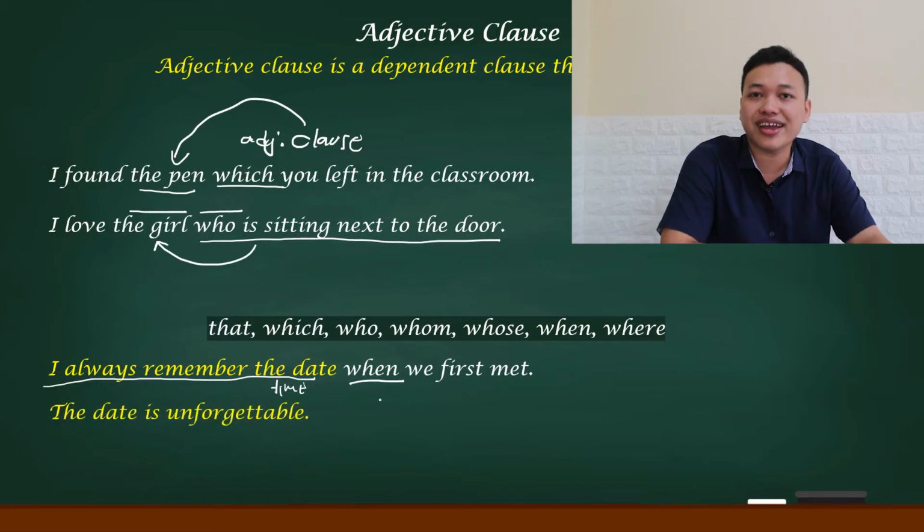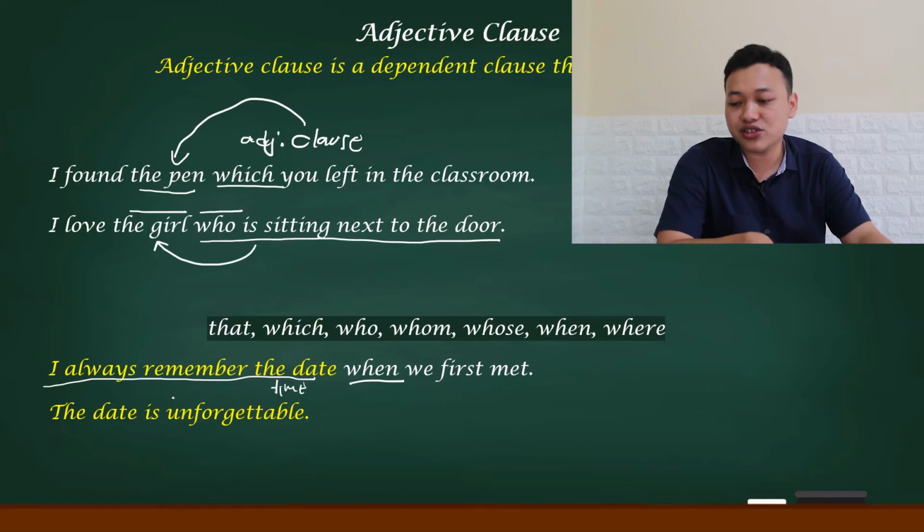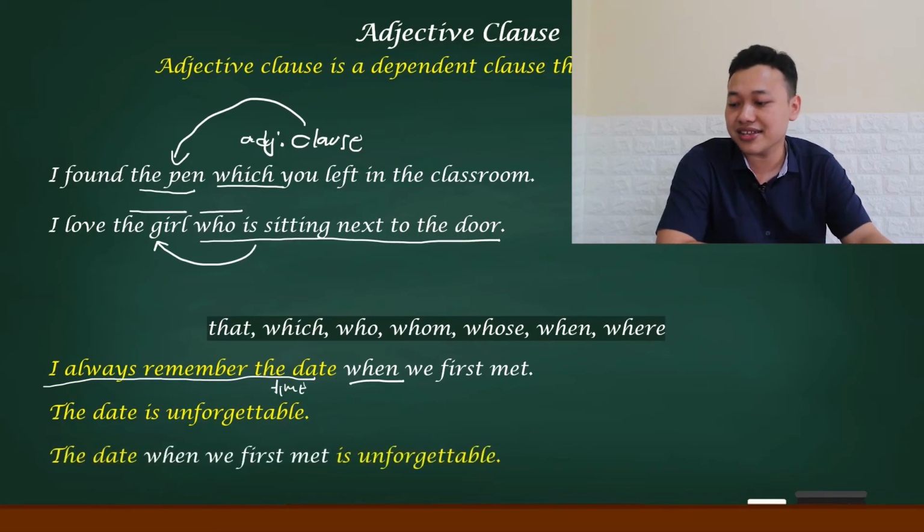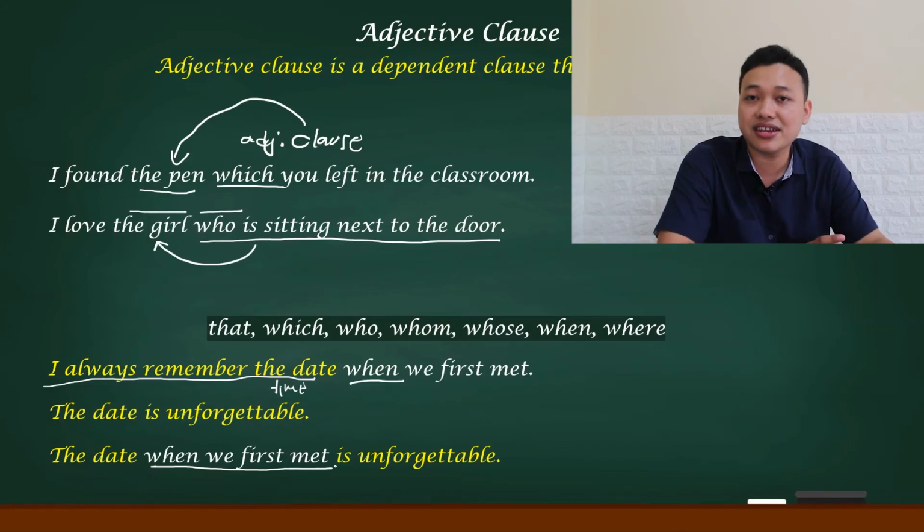The date is unforgettable. The date here is a time. So when we would like to explain a date, it is going to be like this. The date when we first met is unforgettable. So it is different from the previous one. The adjective clause here is in the middle of the sentence because it explains the date, the subject.